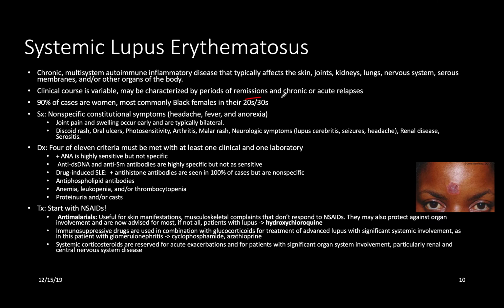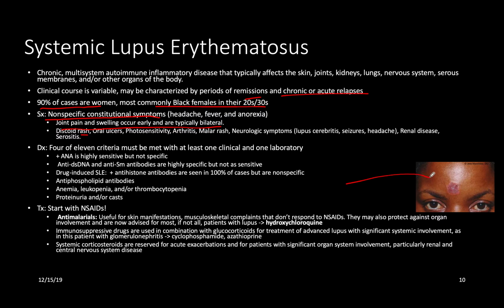We will have remissions, chronic and acute relapses. 90% of cases are women, usually looking for a black female in their 20s or 30s. It's going to start out with some non-specific constitutional symptoms, really just kind of looking like a patient that has the flu. And then once you start to see other things that are abnormal, such as joint pain and swelling that's bilateral, that's going to put a red flag and say maybe this is not the flu, maybe it's something more serious.